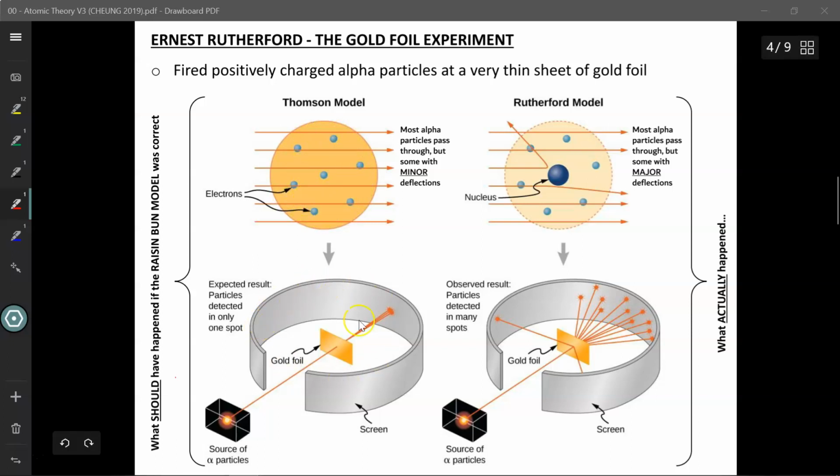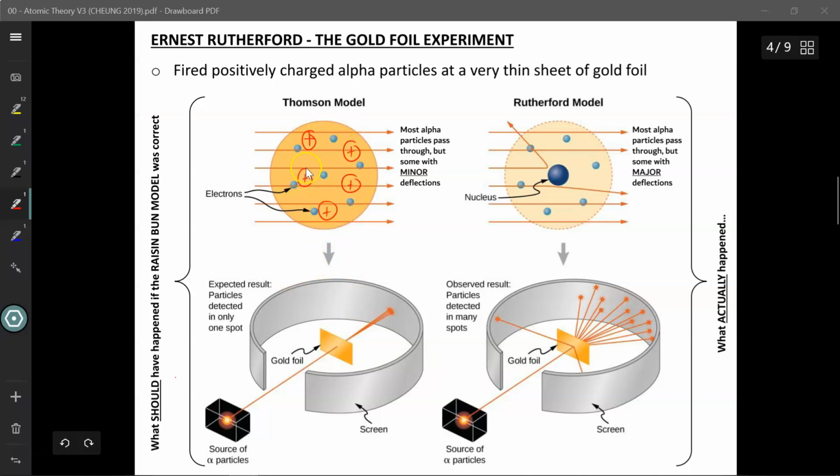In the gold foil experiment, a radioactive isotope of radium was placed inside a lead-sealed box. There was a small hole drilled inside this lead box that allowed the radioactive alpha particles to come out. Now, these alpha particles are positive charges, and as you know, when two positive charges come close to one another, they will repel each other.